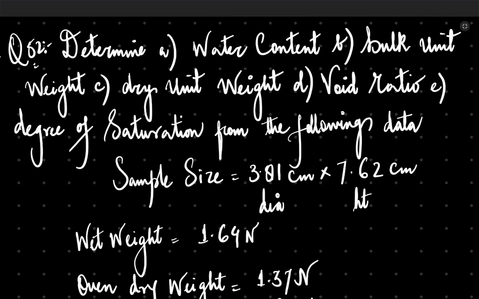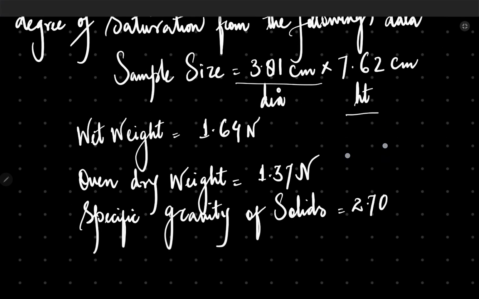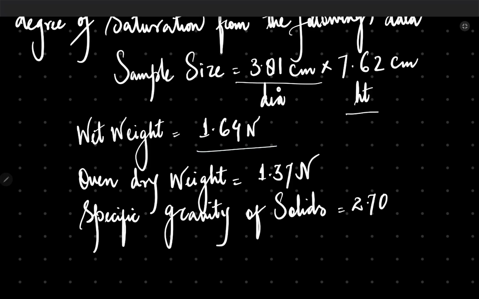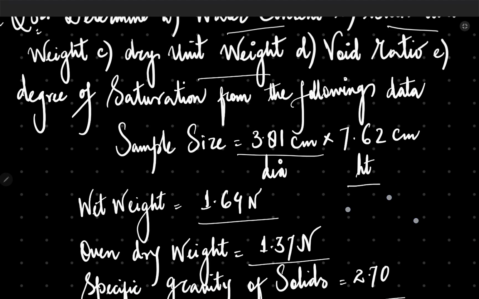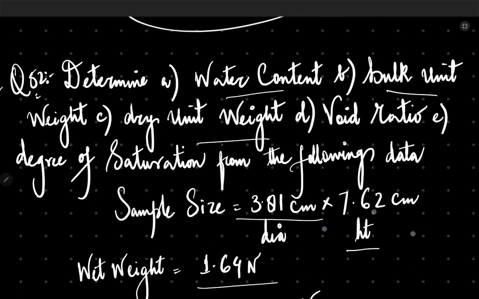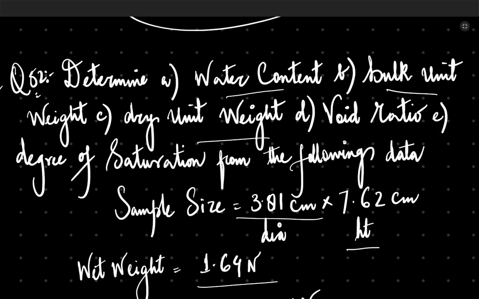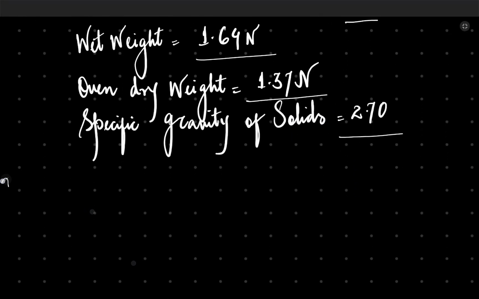Question is, determine water content, bulk unit weight, dry unit weight, void ratio, and degree of saturation from the following data. Data is sample size is 3.81 centimeters is the dia and 7.62 centimeters is the height. Wet weight is 1.64 newtons. Oven dry weight is 1.37 newtons and the specific gravity of soil solids is 2.70. All right. We have been given the data and we have to find certain parameters like that of water content, bulk unit weight, dry unit weight, void ratio, and degree of saturation.